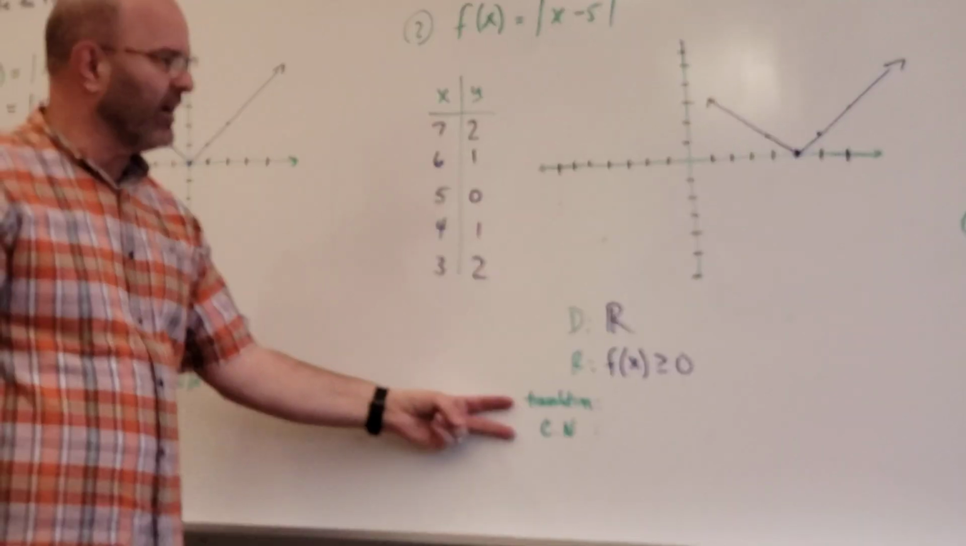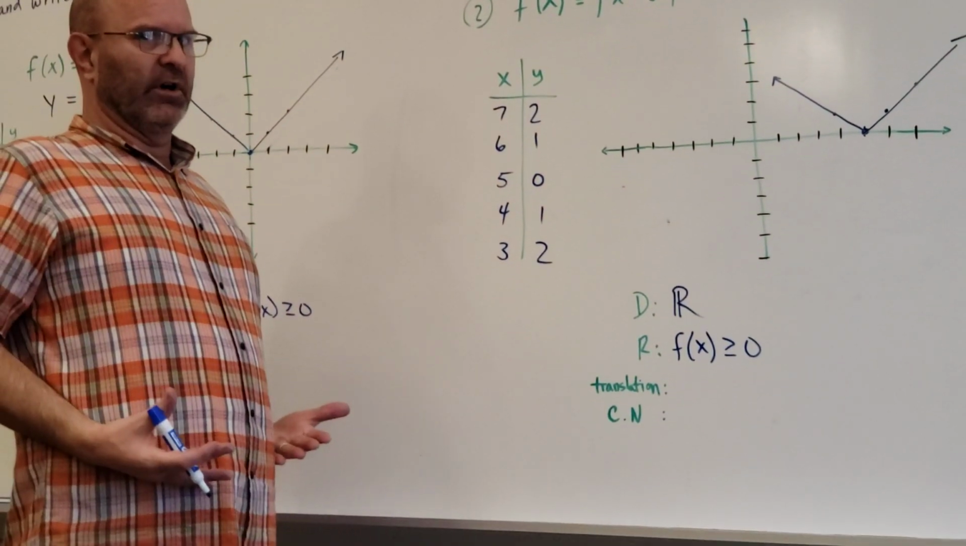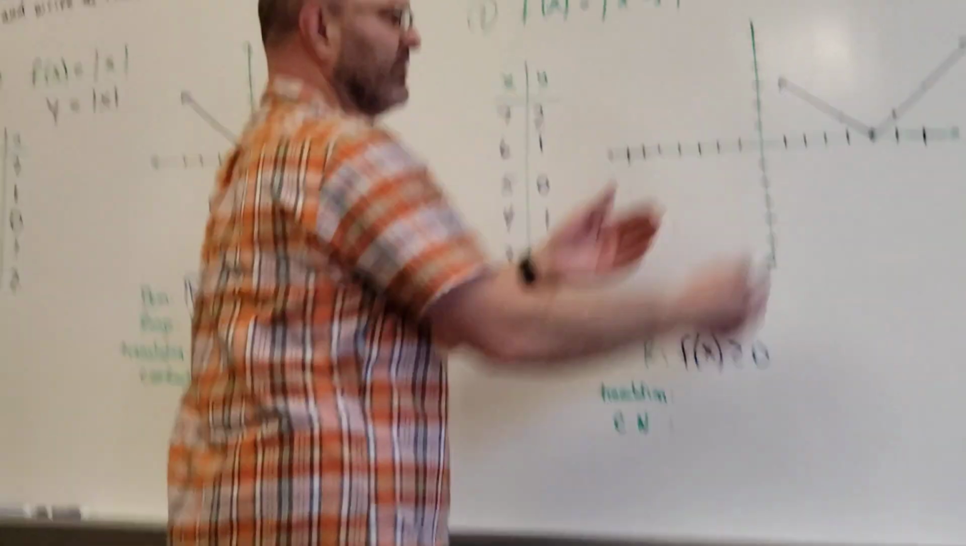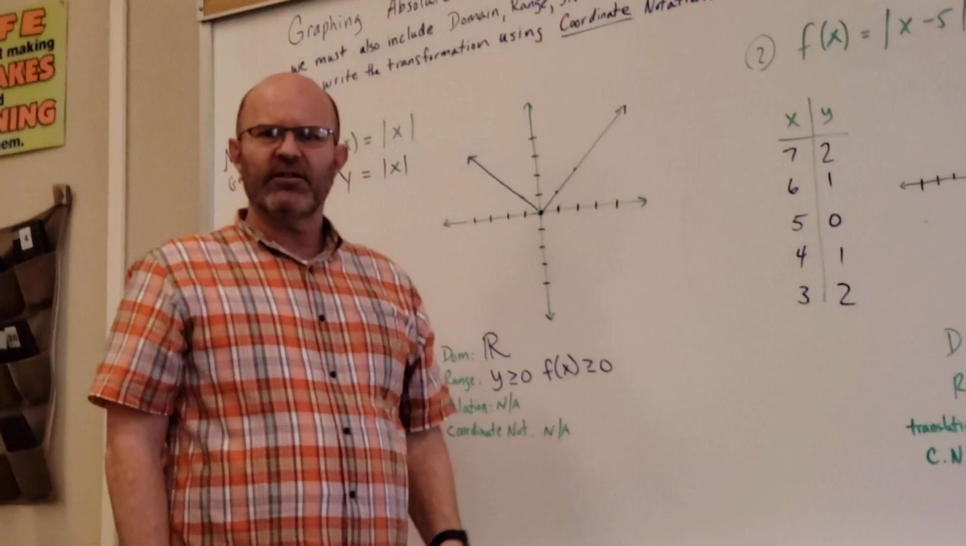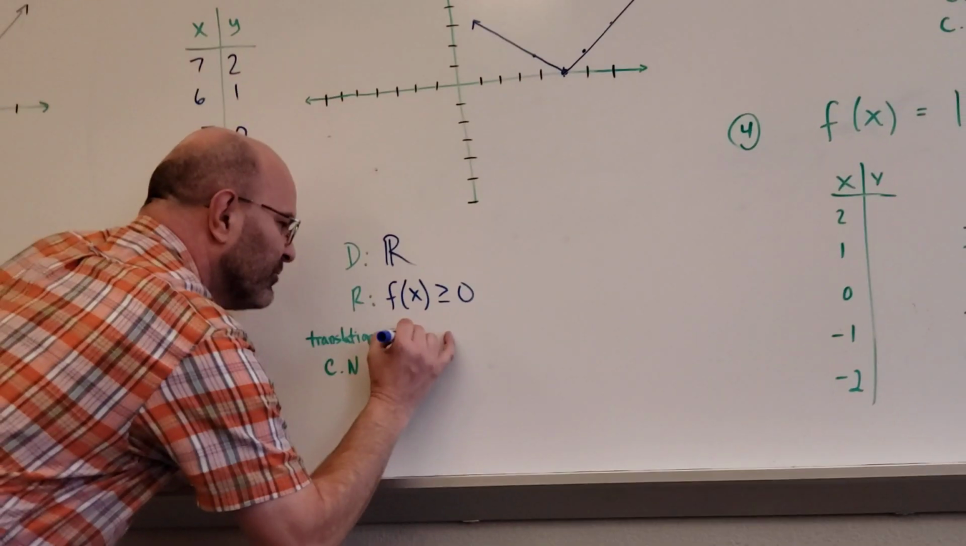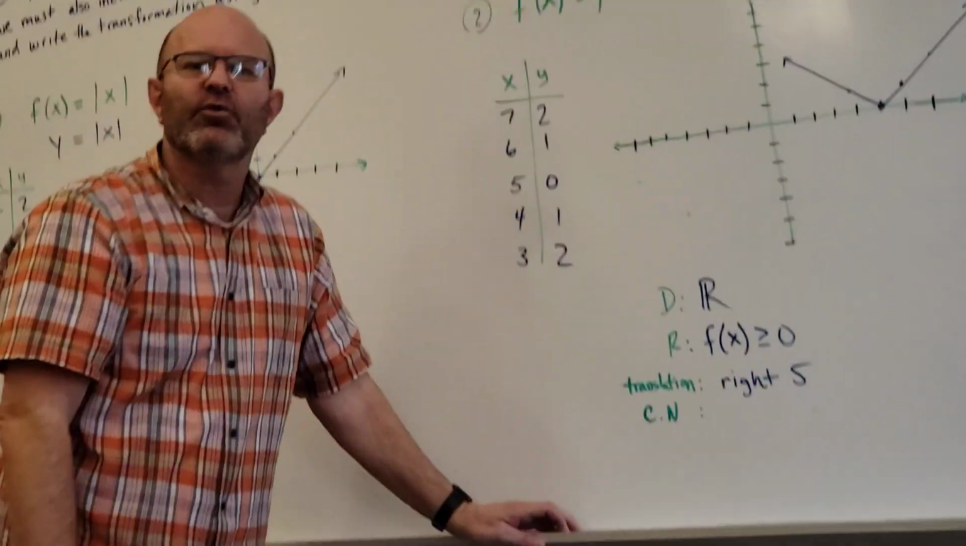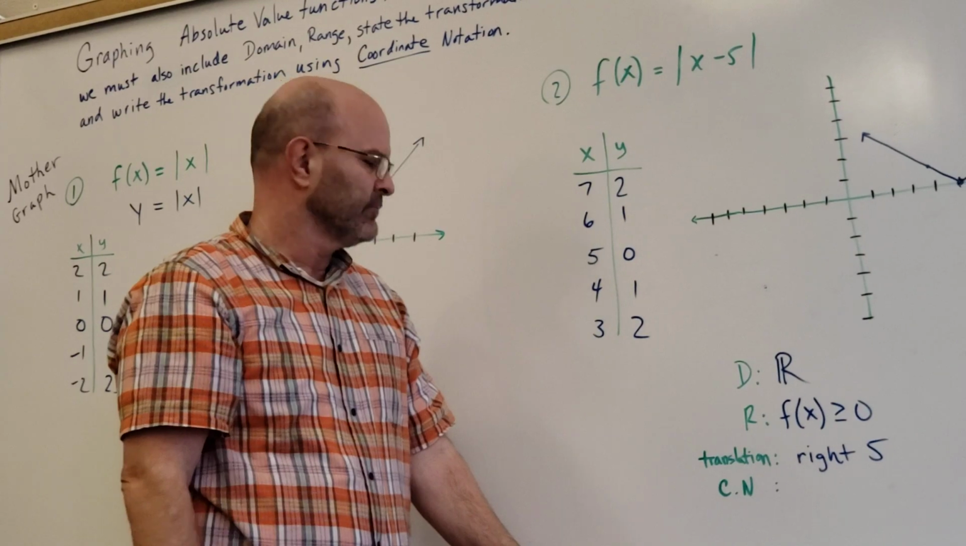So now the new stuff. Translation, what do I put? What has happened from this graph to this graph? Aren't the graphs identical except it's 5 units to the right? So for translation, I'm just going to put right 5. You're literally just putting into words what's happening.